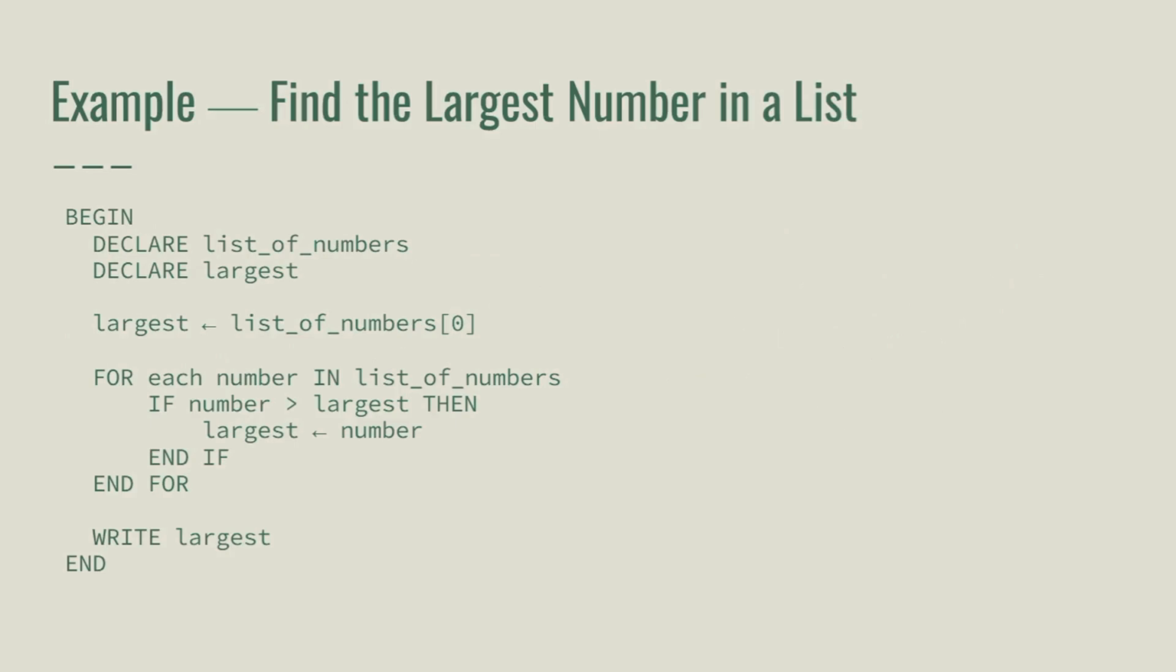Find the largest number in a list, which we have seen earlier. Let's say you have a list of numbers. We declare largest, then we assign the first value of the list to largest. Then we use a for loop. If the number is greater than largest, largest becomes that number. Then we end the if, we end the for, and we return the value of largest. And at the end we close that function.